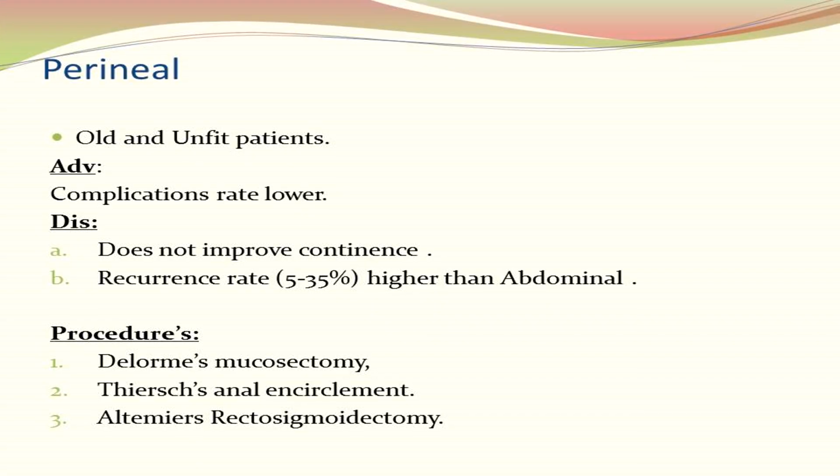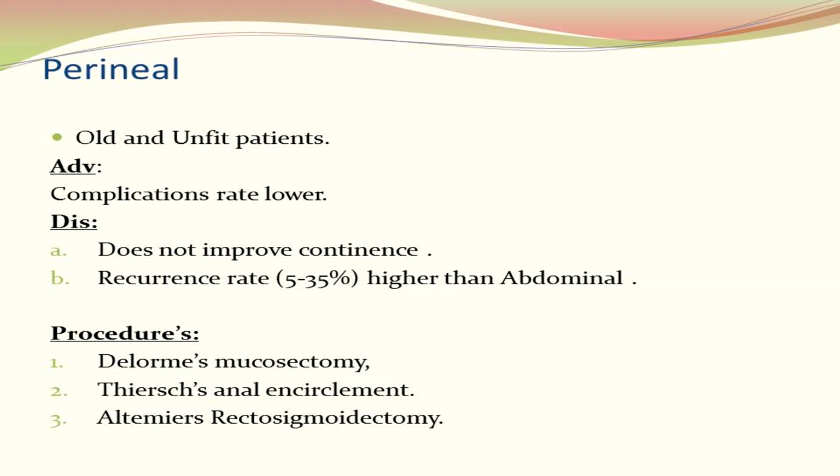Two types of surgery: you can have a perineal approach, you can have an abdominal approach. Okay. Perineal approach, three common surgeries: Thiersch surgery, Delorme surgery and Altemeier's. That means we do a perineal rectosigmoidectomy. So remember these three surgeries in case you are doing a perineal approach: Delorme's procedure, Thiersch stitch and Altemeier's rectosigmoidectomy.